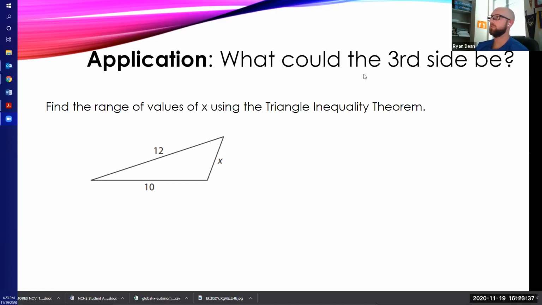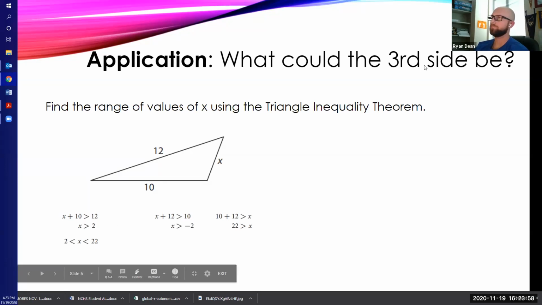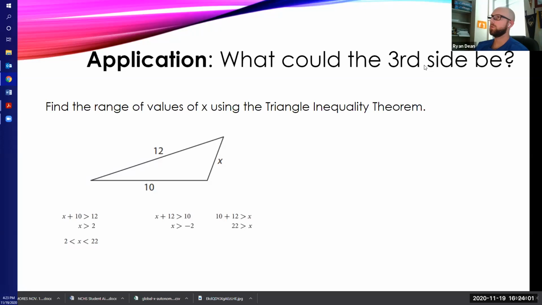Okay, so this one right here, you're going to be asked this quite a bit. It says, what could the third side be? So there's going to be a range of values that allow us to make up this third side. So really the easiest way to do this is to set up an inequality like we did with stuff from Algebra 1. Okay, so inequality here, what we're saying is that, okay, this 12 is the largest side. That's the first scenario. 12 is the largest side.